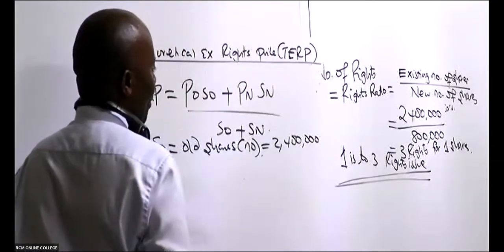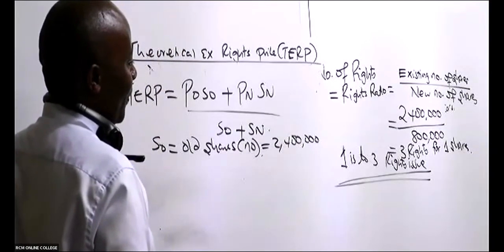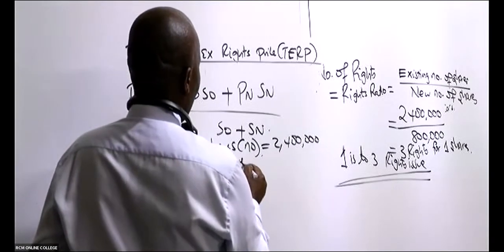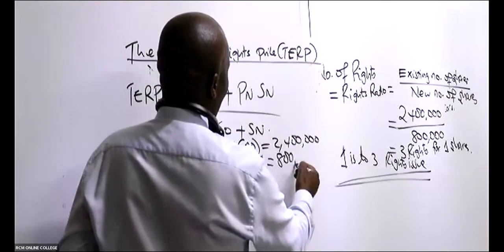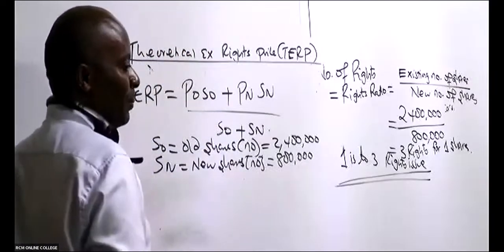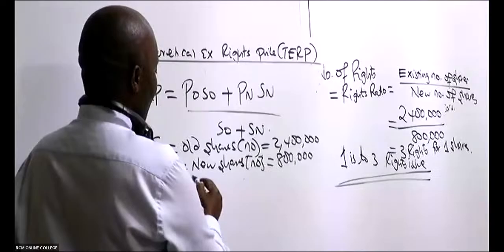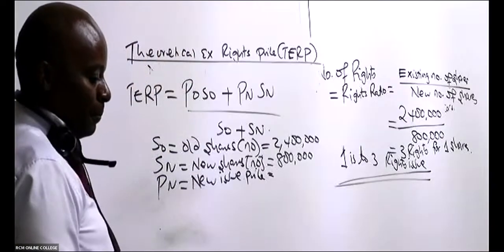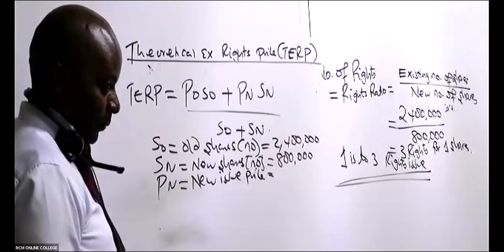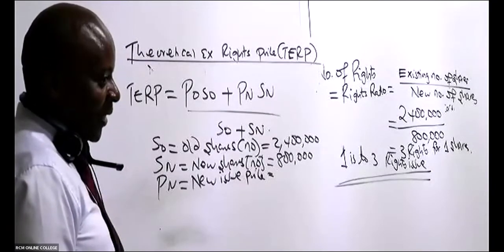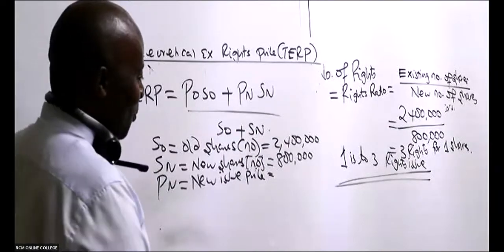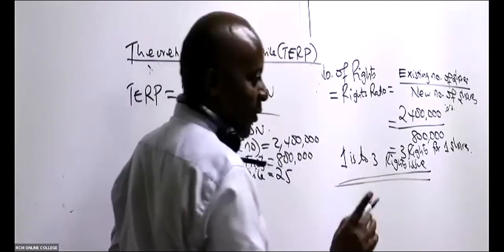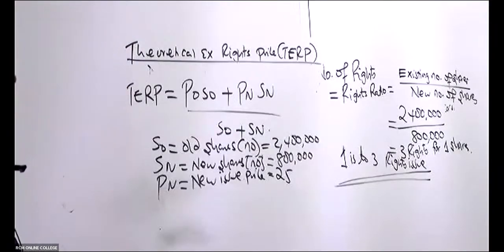Right? Now they are not talking to me, but we shall overcome. Then we have SN, the number of new shares. You gave me a figure of 800,000. PN, the new issue price. Do you remember the new issue price? Remember the issue price is the rights issue, the lower one. 25. Yeah, sorry for that, 25. The new issue price.